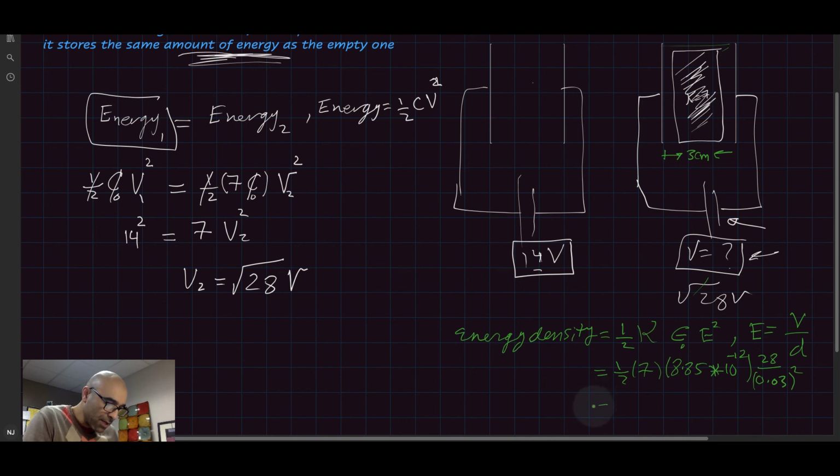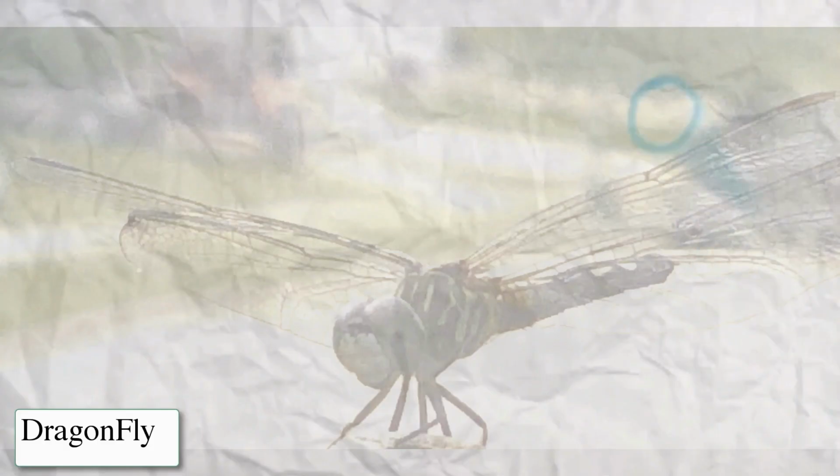Okay? After some calculation, we will get the energy density is equal to 9.64 times 10 to the minus 7 joules, and this is energy density per volume, so joules per meter cubed. And this is it. Thank you very much.